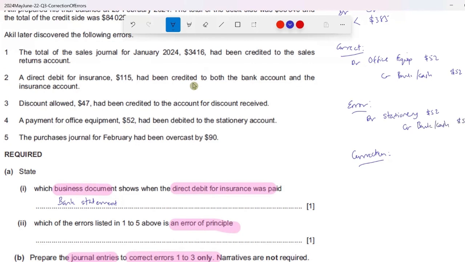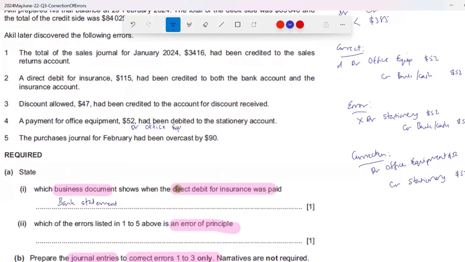So once again, we have to remove this error. We strike out, we reverse that. So we'll credit stationery $52. And we have to make sure this is effected into the records. We will debit office equipment. This is $52. That's the correction, right? We note down here that the office equipment.